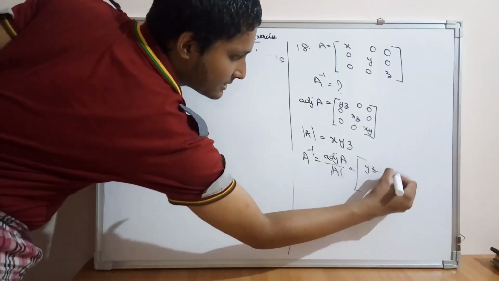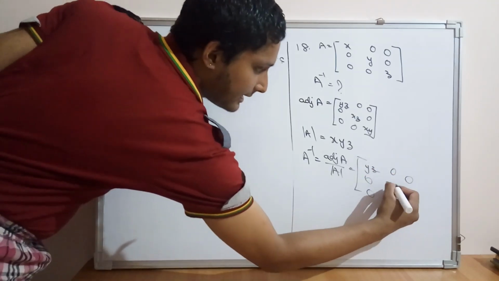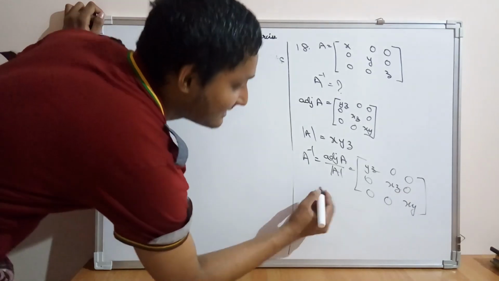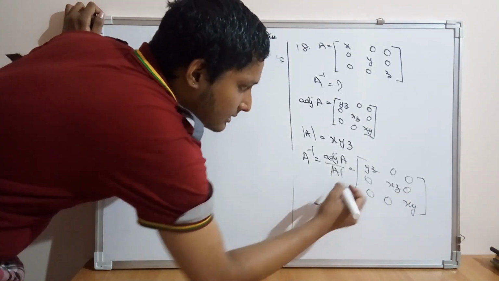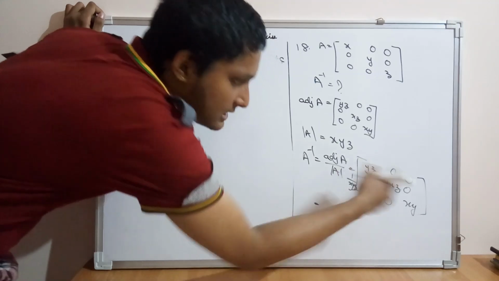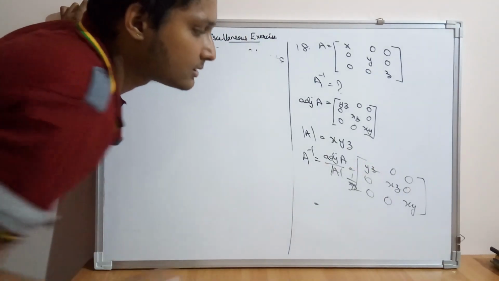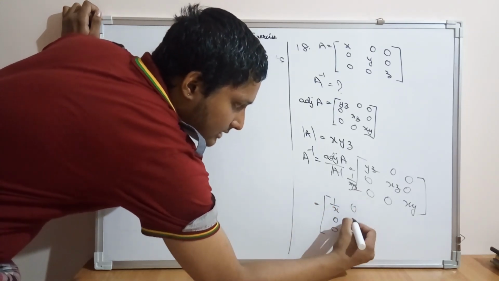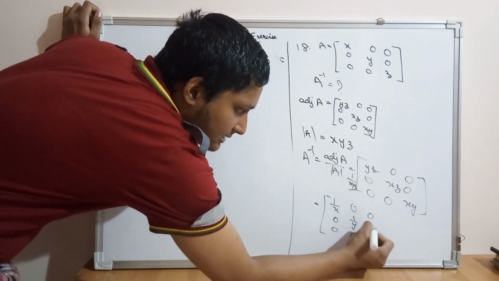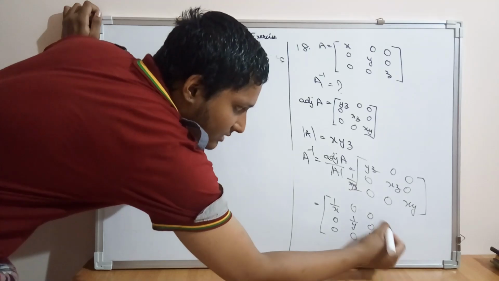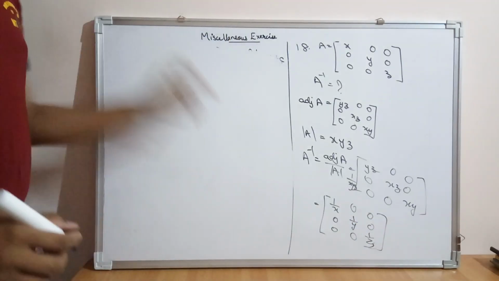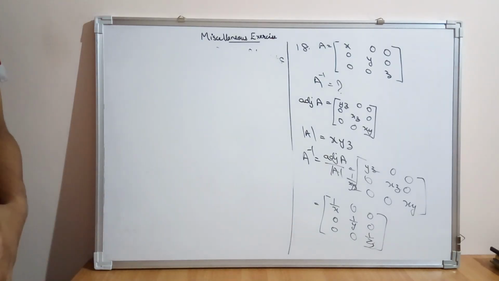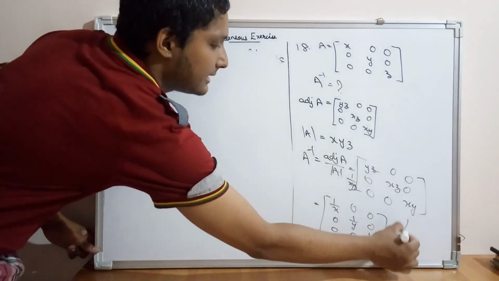Therefore, this is yz 0 0, 0 xz 0, 0 0 xy, multiplied by 1 by xyz. So each term I need to divide by xyz. What will remain here is 1 by x 0 0, 0 1 by y 0, 0 0 1 by z. This much we got. This is the answer, this is going to be the A inverse. The option which corresponds to this is option A.